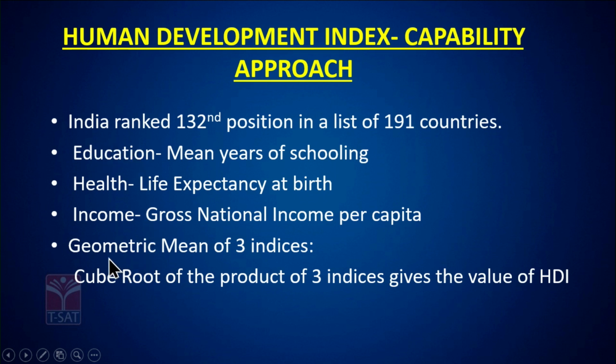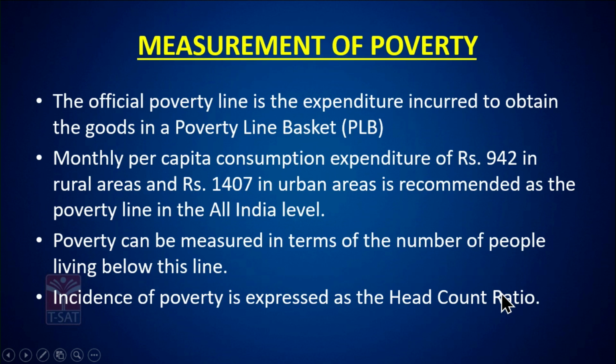So for these 3 indicators, a geometric mean of these three indices is taken. A geometric mean is nothing but the cube root of the product of three indices, which gives the value of the Human Development Index. Then coming to the next part, how do we measure poverty?